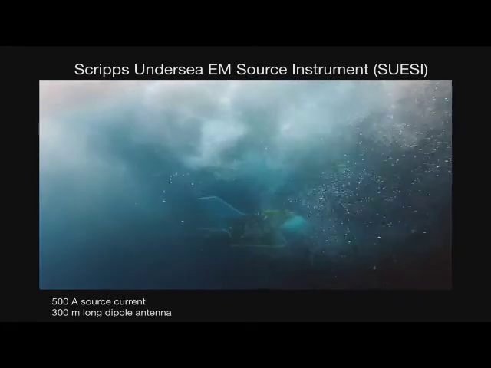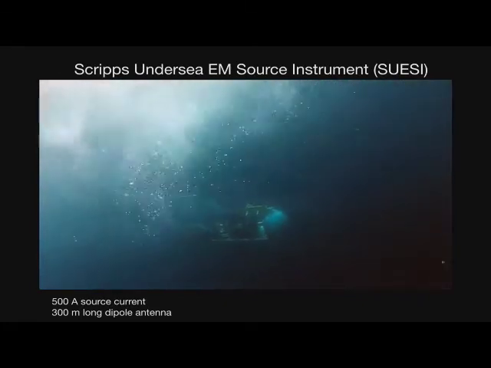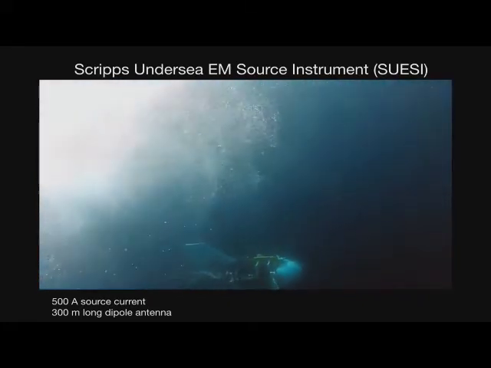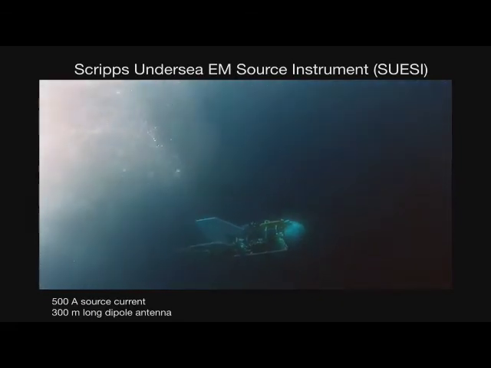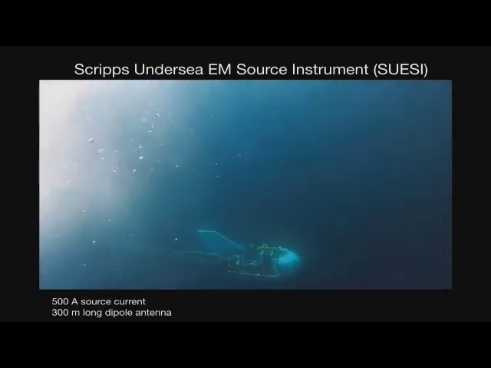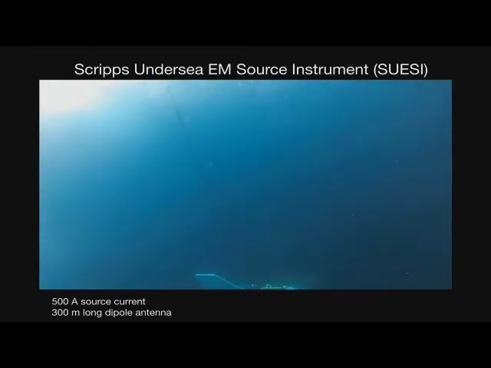Both the receivers and the transmitter are designed to be deployed up to 6 kilometers water depth. So we can go to a lot of places in the ocean, not the deepest deep ocean trenches, but most of the ocean we can cover with this system.